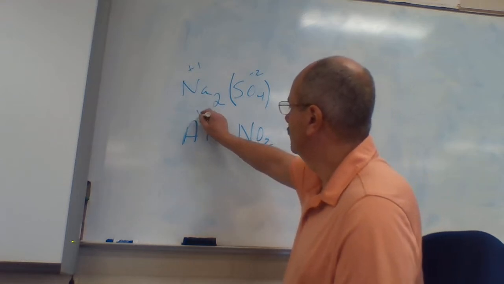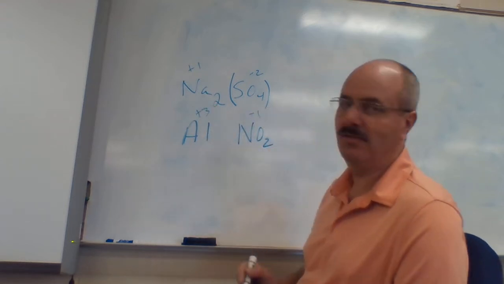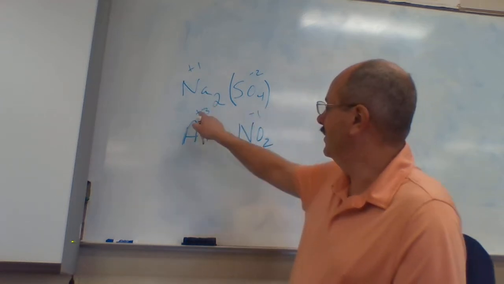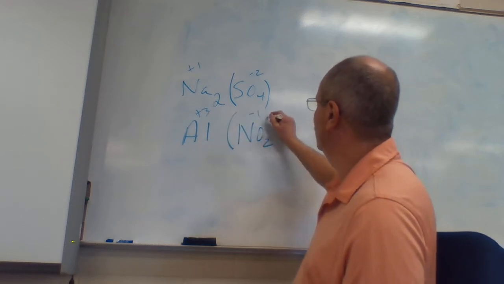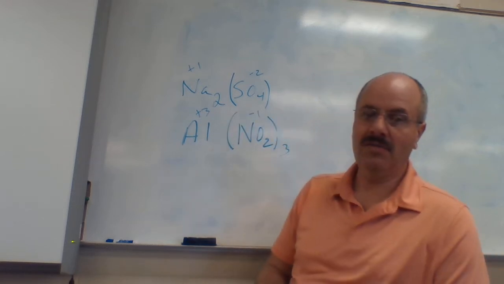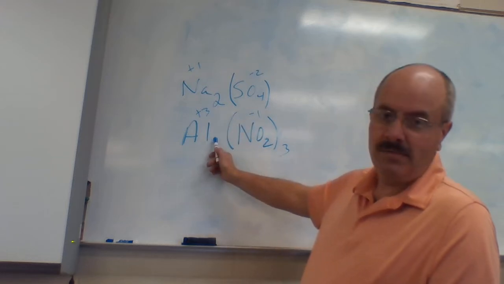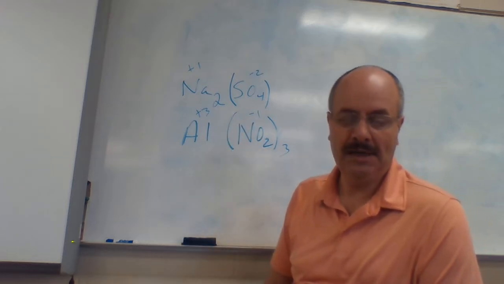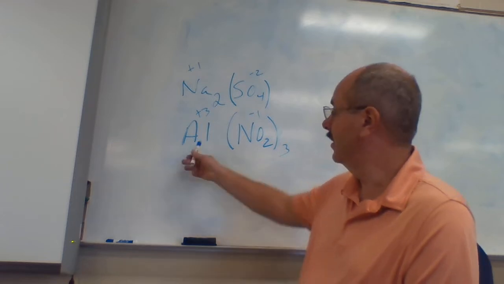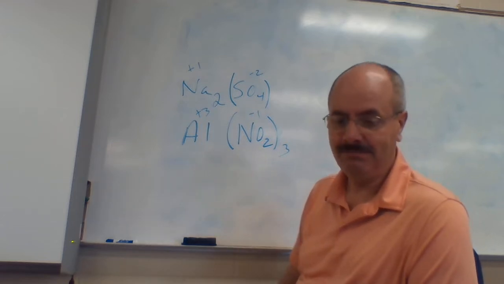So now the charges: this is +3, this guy's -1. Those don't cancel, so I need to bring the 3 over here, but this time I need this in parentheses and the 3 on the outside. So it's Al(NO2)3. And then the 1 goes over here, but remember I don't write the 1, so it's just Al. What's the name? Aluminum nitrite.